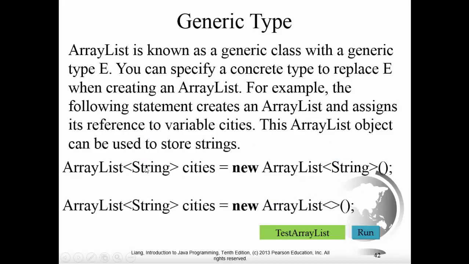So I can create a new ArrayList. It's known as a generic class with a generic type E. So we'll talk about that in Java 2. But you can specify a concrete type to replace E when creating an ArrayList. So if I wanted a list of strings, for example, I could say I want to create an ArrayList of strings, and I'm going to call it cities. This is going to be a new ArrayList. Whenever I do that, I now have the ability to use all of the methods that come along with the ArrayList class to add to my array.